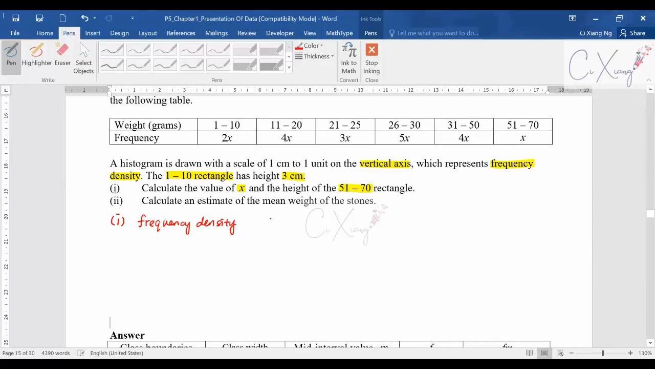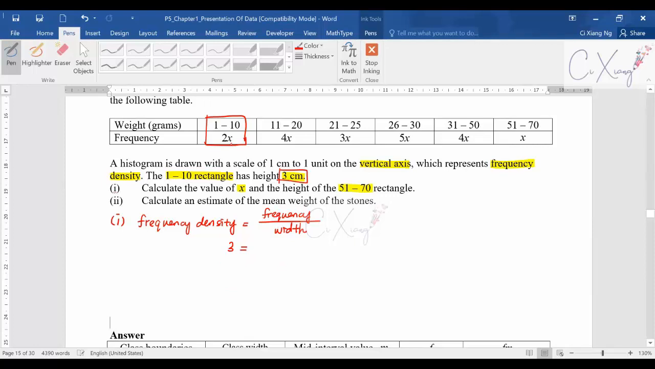Since they link it with frequency density, right? So I try to write the formula for frequency density first. It is actually frequency divided by width. Okay, so I'm looking for the first class now. For the first class, they tell you that the height is 3 cm. That means the frequency is 3 cm. Oh, sorry, frequency density is 3.